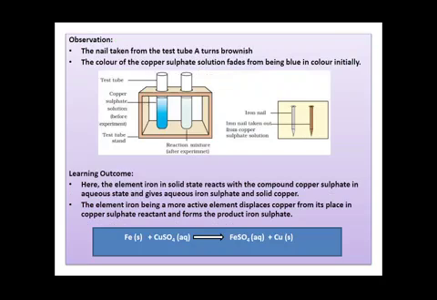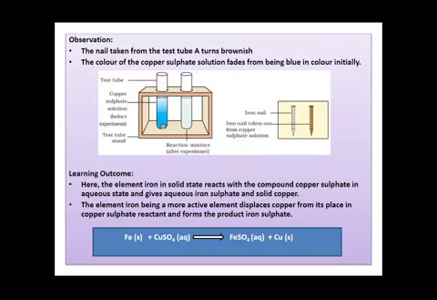So now let us see what observations are seen. The iron nail which is taken from test tube A turns brownish in color. So you can see this is the original iron nail and this is the iron nail which is taken out from the copper sulfate solution. So the change in color is clearly observed over here. And the color of the copper sulfate solution fades from being blue color initially.